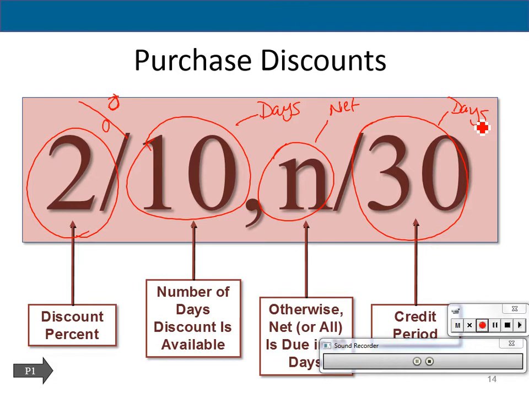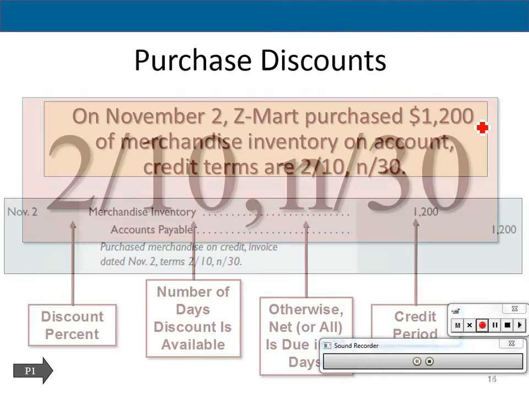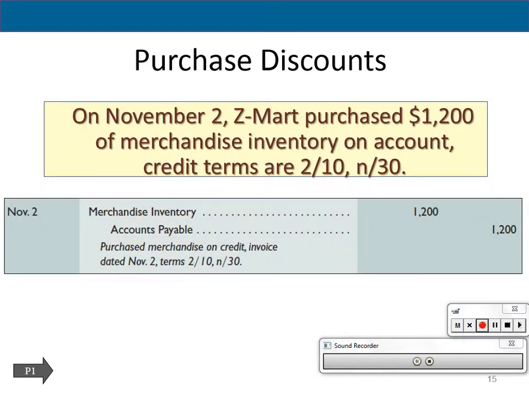So 2% discount if it's paid within how many days? 10 days. And if not paid in 10 days, then the full invoice is due in 30 days. So here's an example. That's still that $1,200 that they purchased, but now they have terms of 2/10, n/30, or net 30.